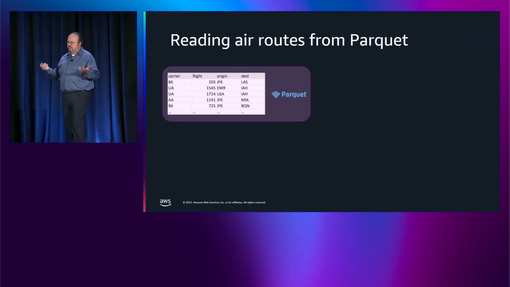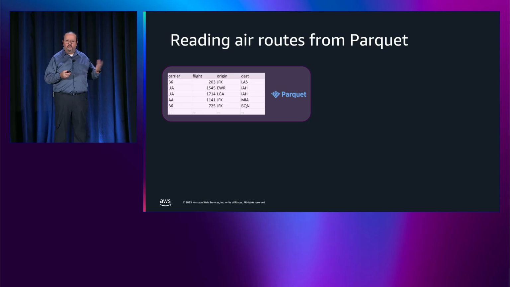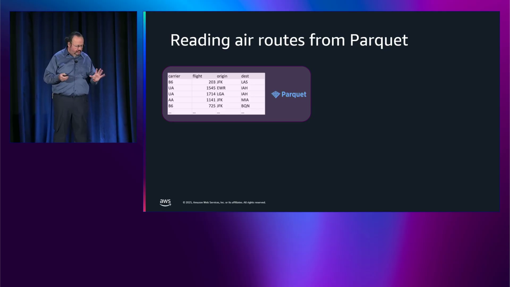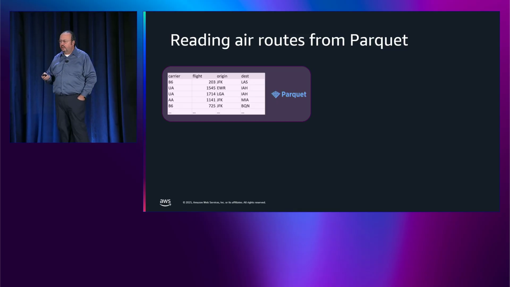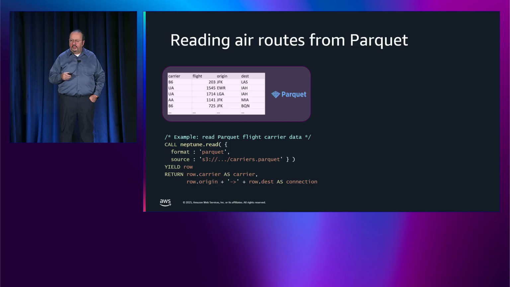Let's say that in the scenario I've just described, we have the S3 data table, an S3 file. It's a Parquet file, and it consists of multiple columns like carrier, flight number, origin, and destination. And you want to read that. You simply tell it this is the URI, this is the Parquet file, and it returns this row by row. It's OpenCypher.